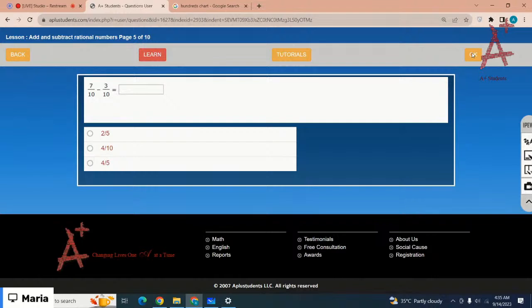Okay, 7 over 10 minus 3 over 10. So which is the correct option? You have same denominators, just subtract the numerators. So 7 minus 3 is 4 over 10, right? So you can divide them by the common factor. It would be 2 over 5, right?